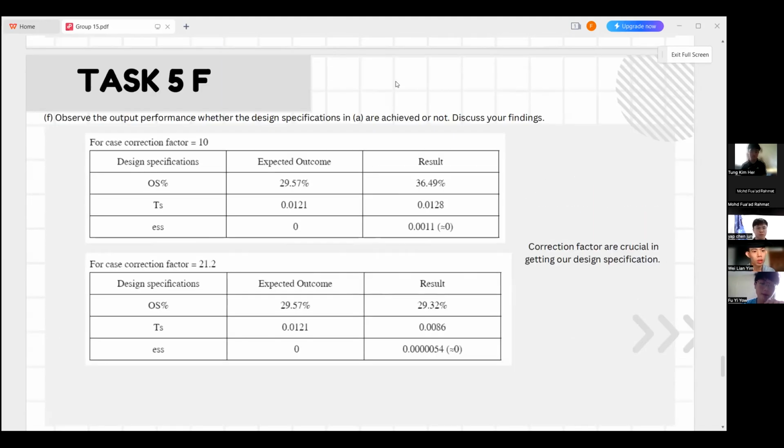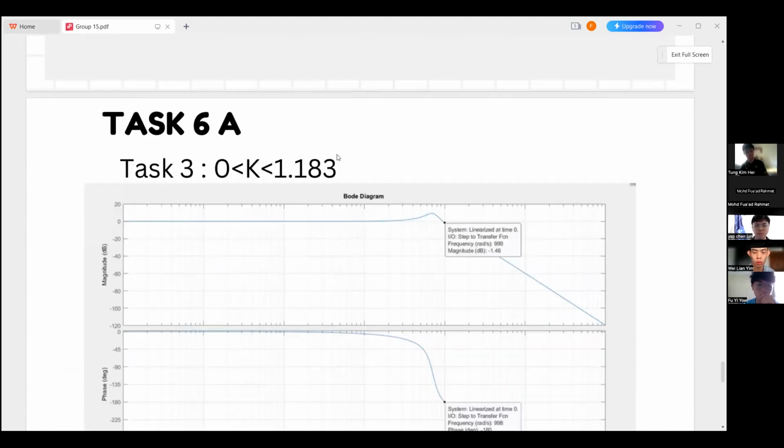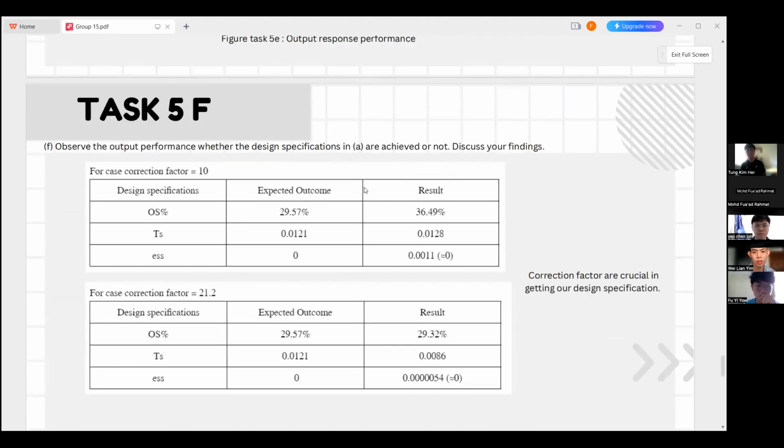This table compares the output performance between the two correction factors. For correction factor equal to 10 degrees, the percentage error of overshoot is quite high, but the settling time is almost the same, and there's no steady state error. For correction factor equal to 21.2, we achieve our overshoot, but the settling time becomes less, and the steady state error continues to be zero. We can conclude that the correction factor is crucial in meeting our design specification.